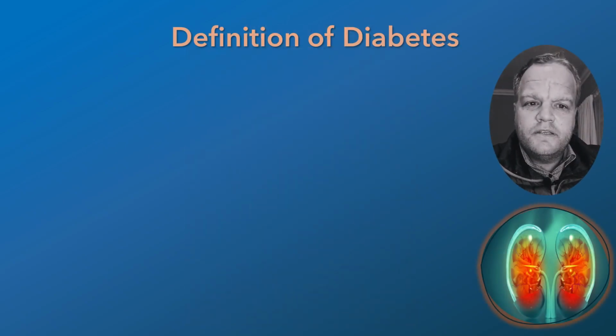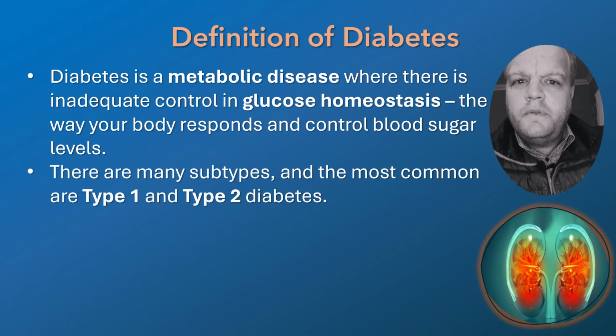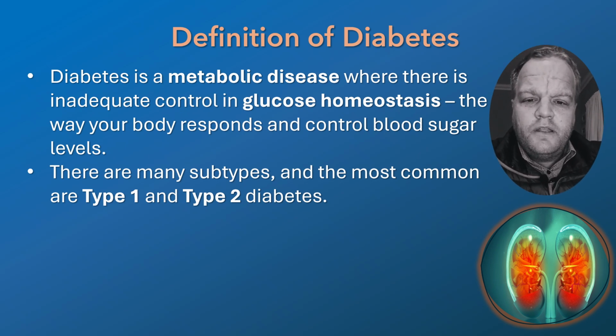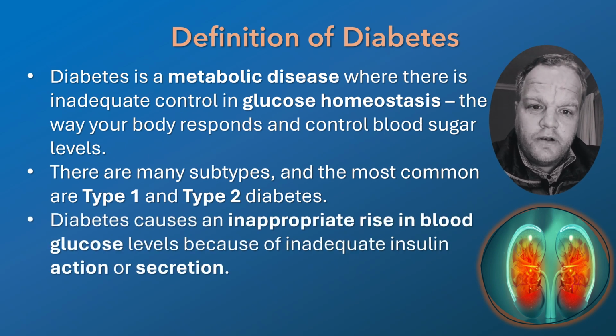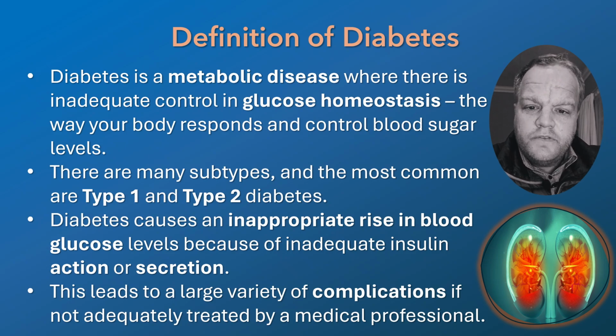Diabetes is a metabolic disease where there is inadequate control in blood glucose homeostasis, the way your body responds to and controls blood glucose levels. There are many subtypes, and the most common are type 1 and type 2 diabetes. Diabetes causes an inadequate rise in blood glucose levels because of inadequate insulin secretion or inadequate insulin action. This leads to a large variety of complications if not adequately treated by a medical professional.